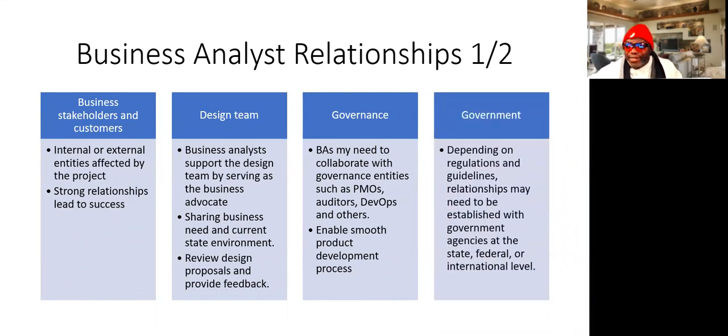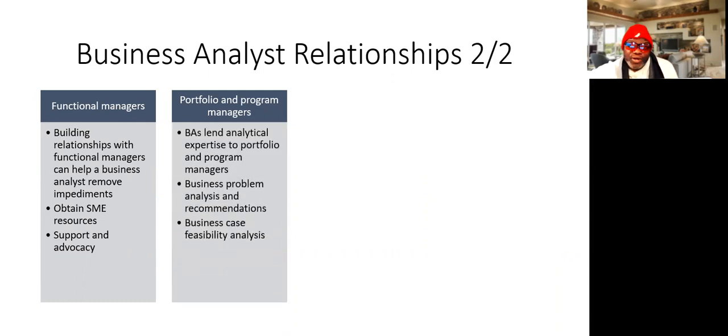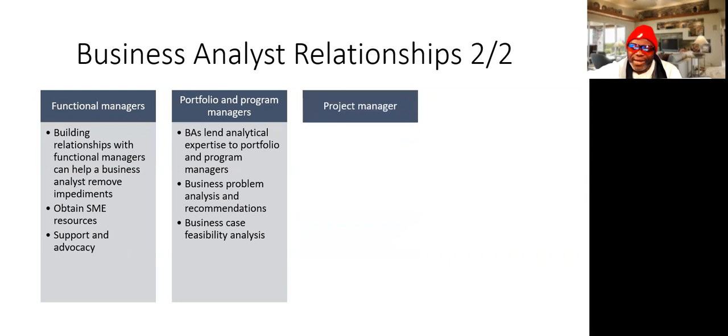Depending on regulations and guidelines, relationships may need to be established with government agencies at the state, federal, or international level. We also talk about functional managers, building relationships. It's important because it can help the BA remove impediments. It could also help obtain subject matter expert resources. What about portfolio and program managers? Well, I can speak firsthand. I had a really great BA when I worked in a well-known airline company, and the BAs lend analytical expertise. They know what to do. They help the project manager to elicit these requirements. They help with business problem analysis. They have very analytical minds.